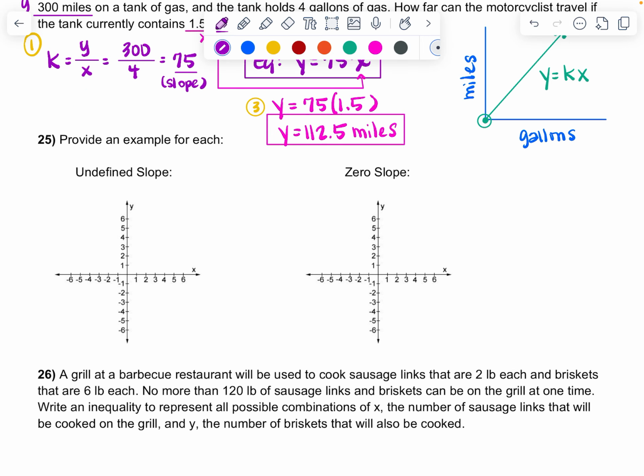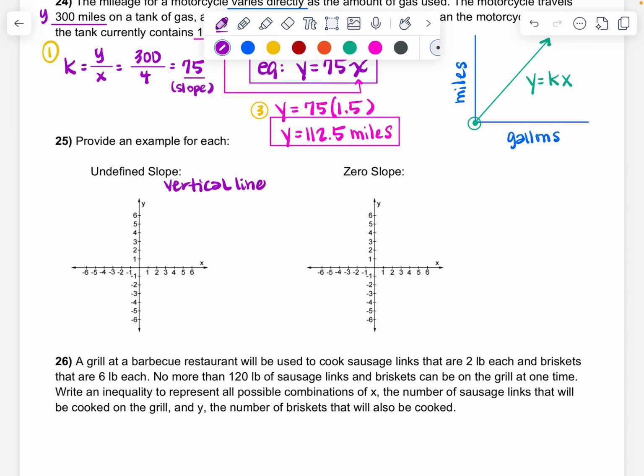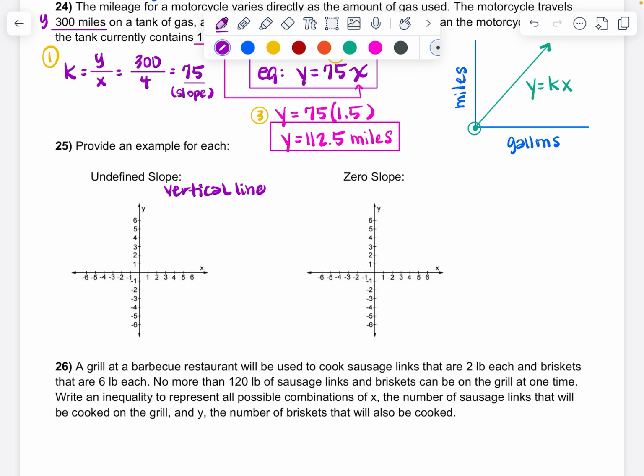All right, moving along. 25, provide an example of each. Well, an undefined slope. Undefined means that your rise over run, you're dividing by 0. And anything that has an undefined slope is a vertical line, because it's all rise and no run. So that might look like this, I'm just going to draw a vertical line anywhere. If I want to write the equation of that line, it is only ever going to cross the x-axis at 3. Therefore, its equation is x equals 3.